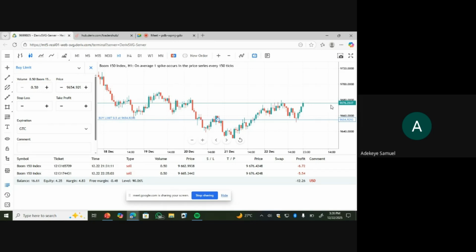9676. This is the current price. But if you want to set a buy limit because you want to buy at a cheaper price, you set it below the current price. All right, can you see now? 9654, this is our buy limit. The market is coming back to this level, and after coming back to this level, you are buying at 9654. You are buying at the cheaper price. All right, so that is that for buy limit.